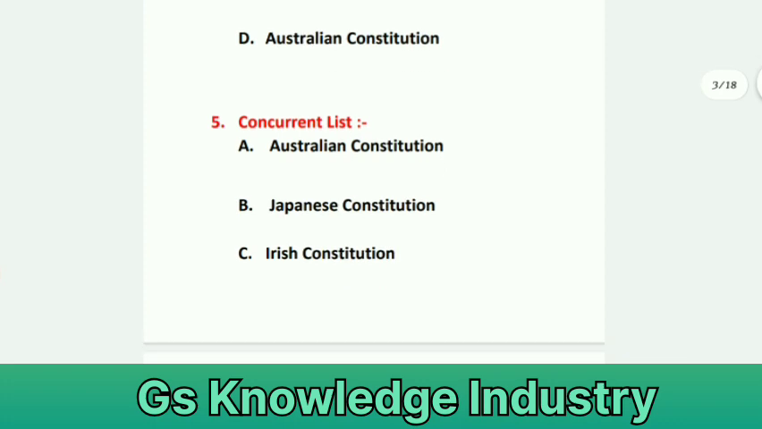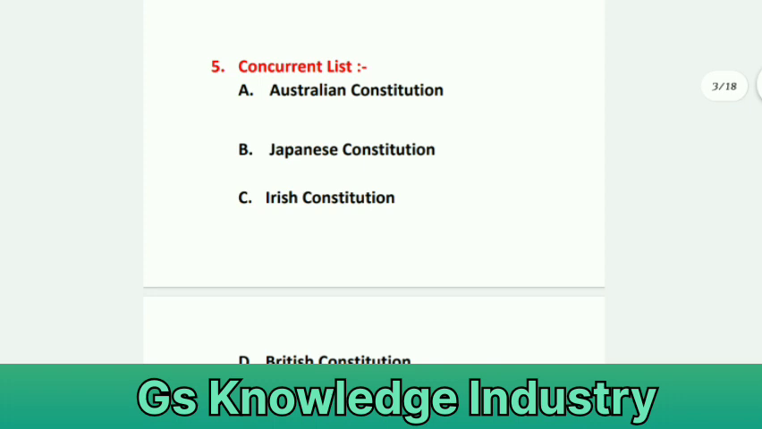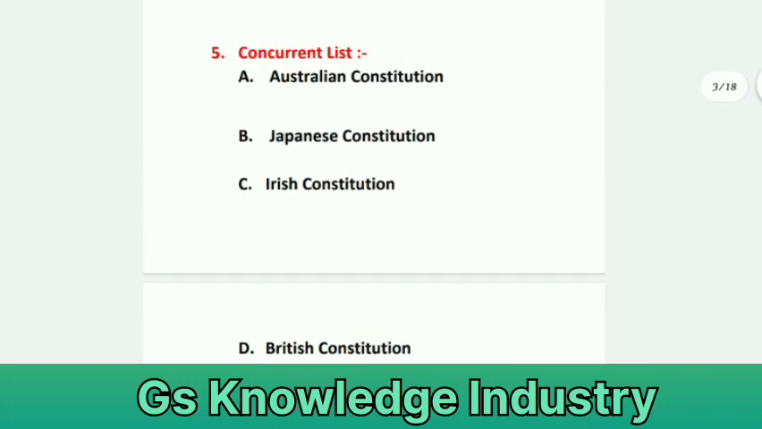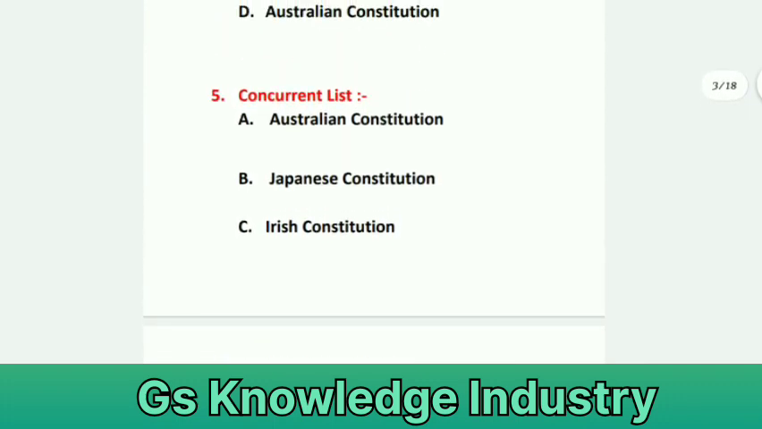5 number question. Concurrent list has been derived from option A Australian Constitution, option B Japanese Constitution, option C Irish Constitution, option D British Constitution. Here the right answer is option A Australian Constitution.